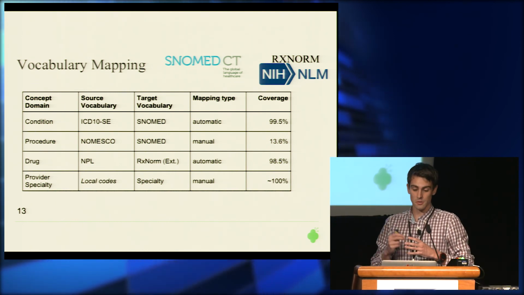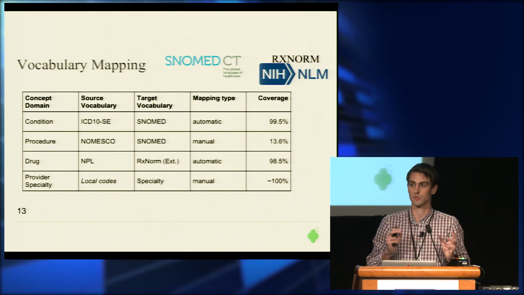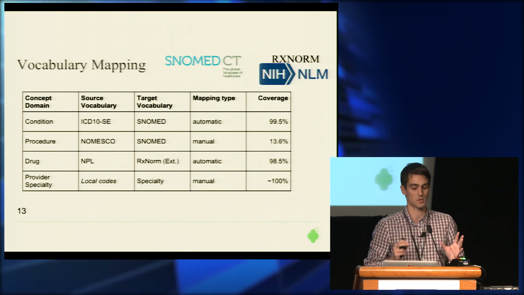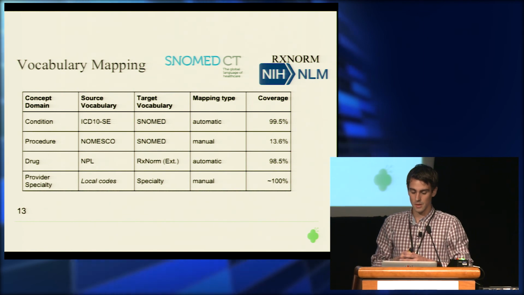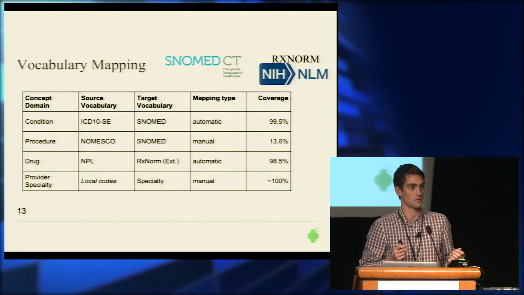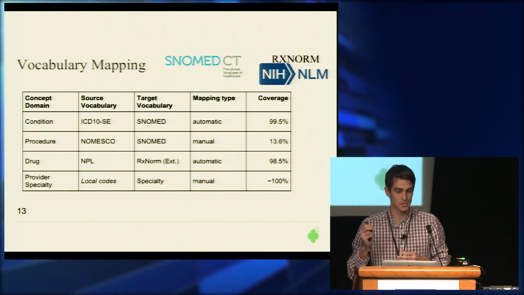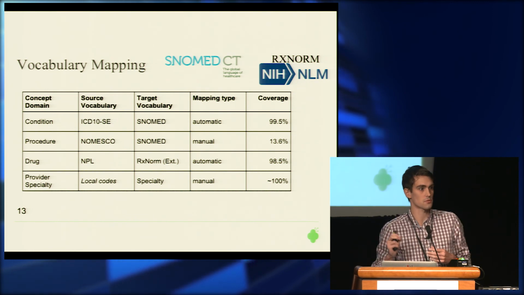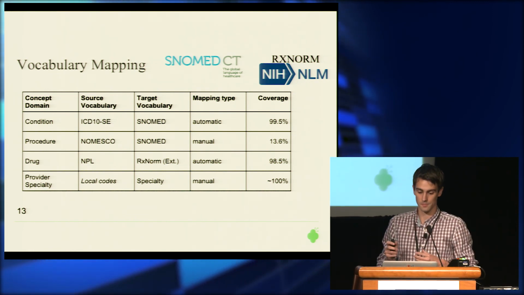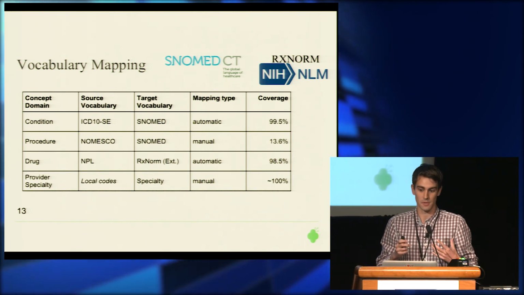The local specialty codes, which also had to be done manually, we could map almost all of them because there was just a small set of codes. There were just 200 codes. However, this does not tell you everything about the quality of these mappings. For instance, for the drug mapping, you can see that just 1% of the drug exposures were not mapped. So that information is lost. But this is just the missing mappings.